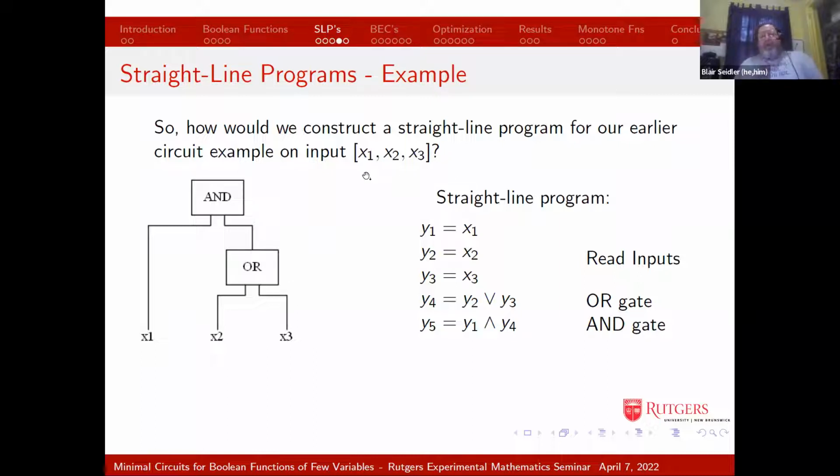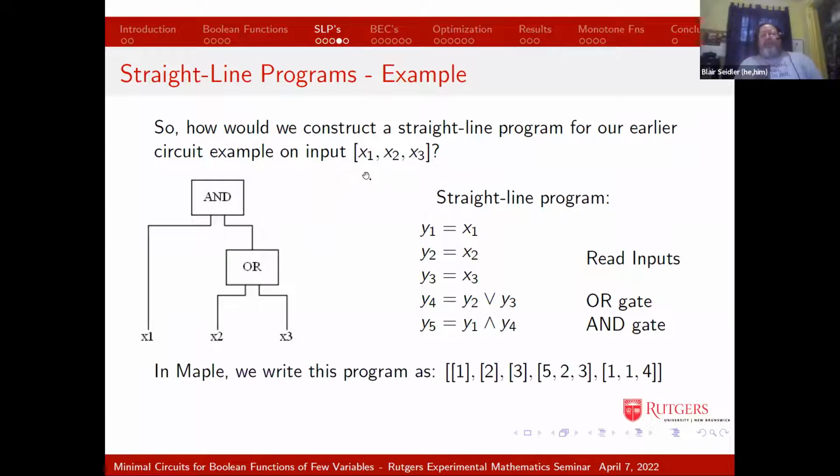And the Maple encoding of this is just this. Read the first input, read the second input, read the third input, OR together whatever's on lines 2 and 3, and then AND together whatever's on lines 1 and 4. That's what that program says.